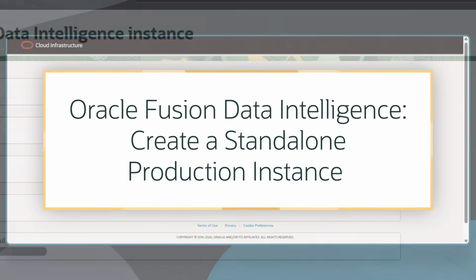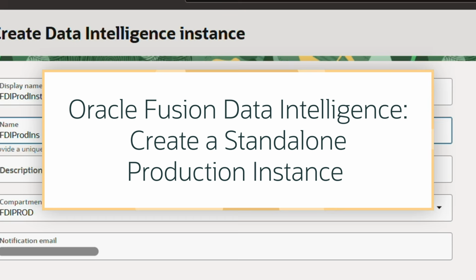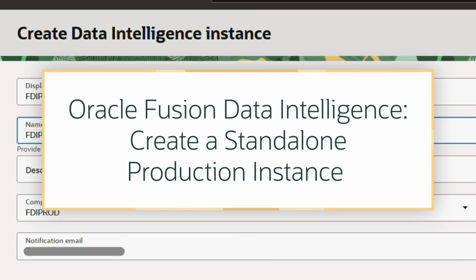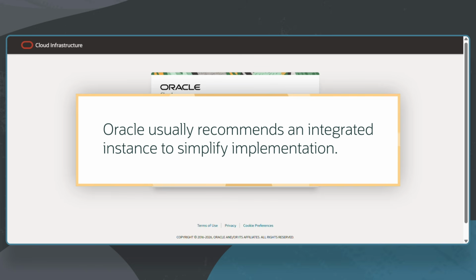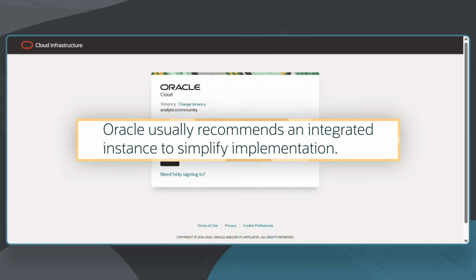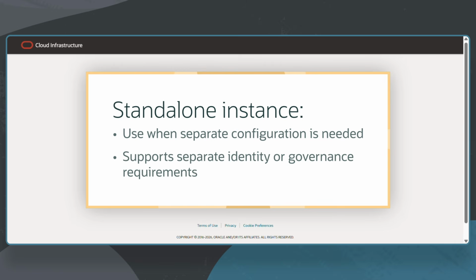In this tutorial, we'll learn how to create a standalone Oracle Fusion Data Intelligence, or FDI, production instance. Oracle usually recommends an integrated instance to simplify implementation. I'll choose a standalone instance when I need separate configurations, such as a different identity domain or organization-specific governance controls.